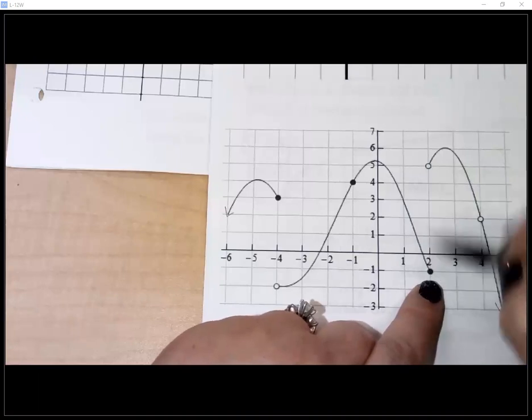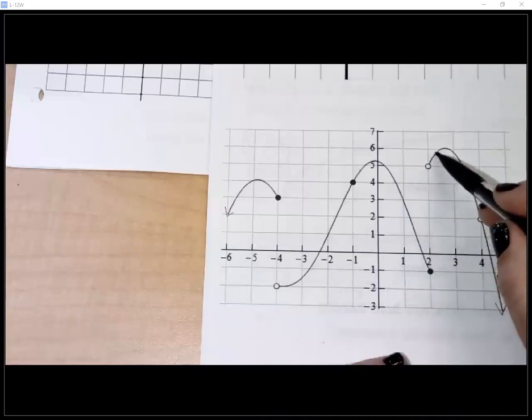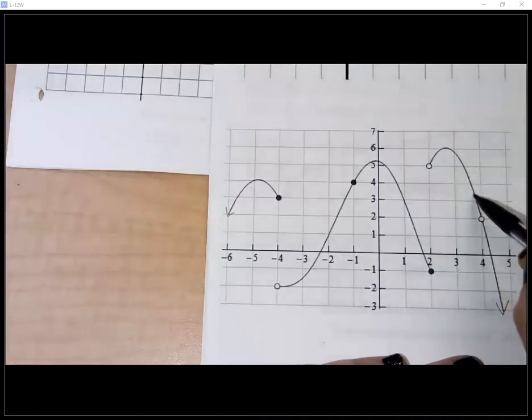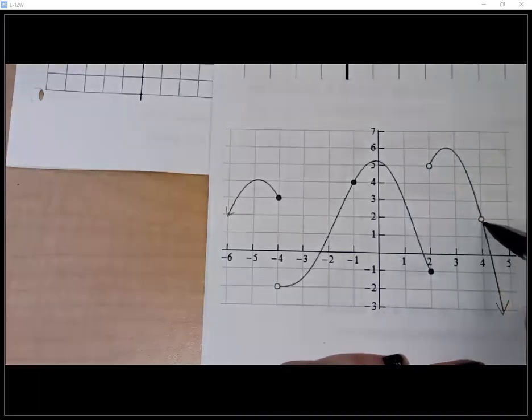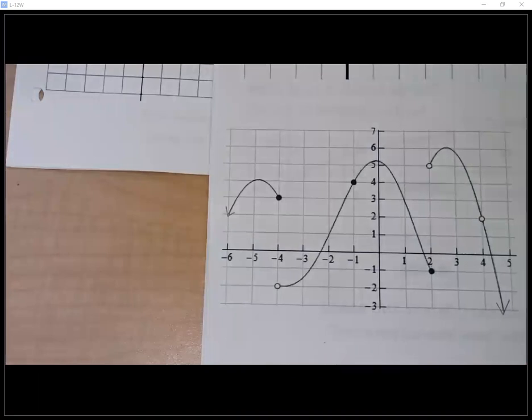But look at this. Keep going, keep going. I have a hole at 4. There is no value for me to jump to. There's not a closed dot anywhere. There's no other piece of the graph happening at 4. So for the domain of this graph, from negative infinity, I had no gaps until I hit positive 4. Do you see that?